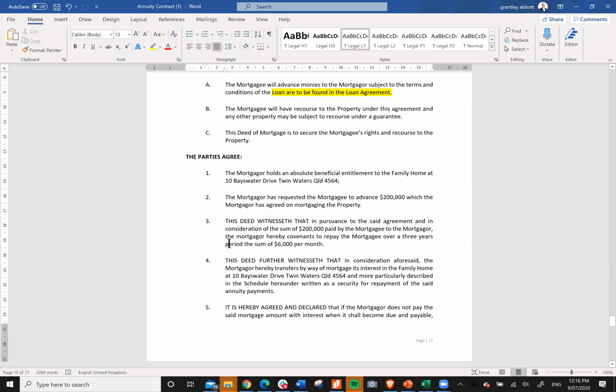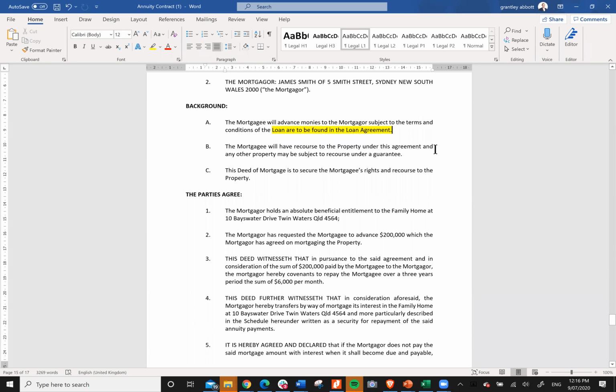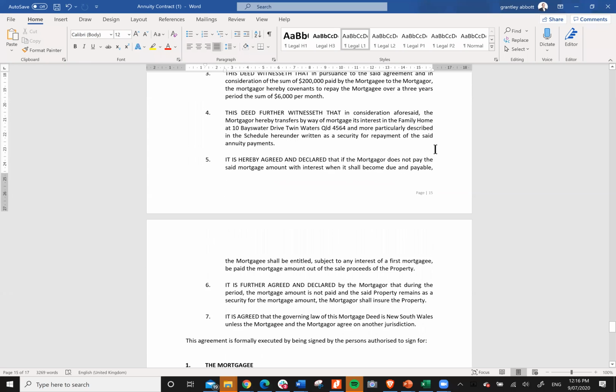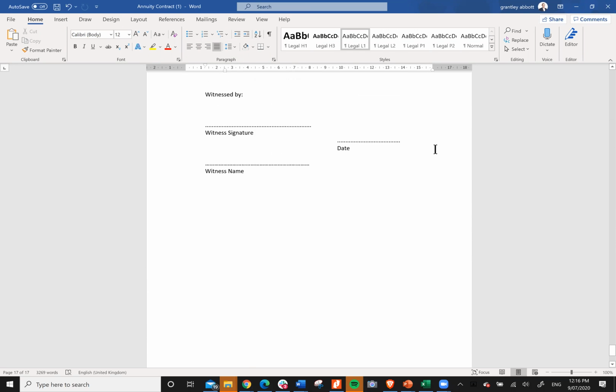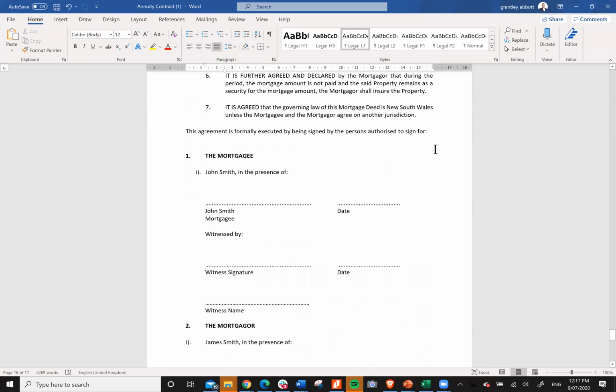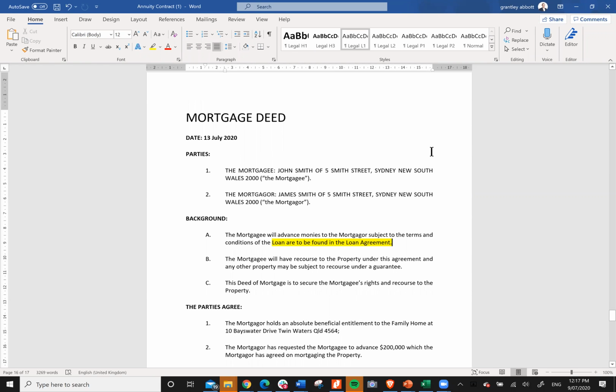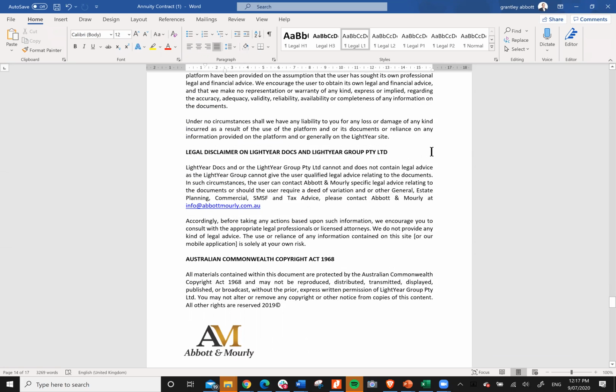And then you can see here we've got all the annuity stuff. I've just obviously got to make that one change, but that's pretty easy. And then we go through the mortgage deed, sign, and that's it. So you don't have to secure it if you don't want to. The mortgage deed will actually pop up for you.